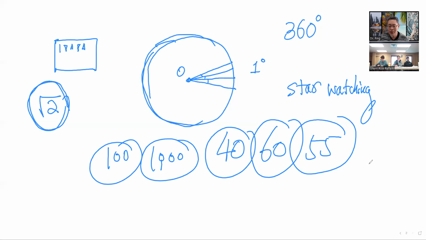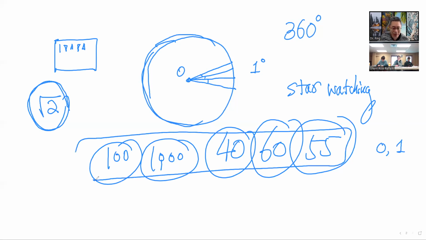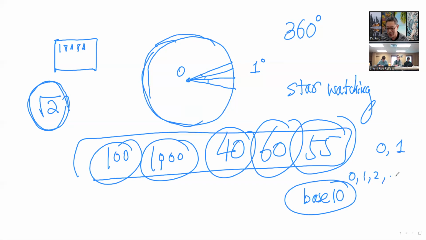Now there are different kinds of number bases. We know that in computers we use binary, which is base 2, so either 0 or 1. And in everyday life, this is called base 10. That means we have 10 digits, 0, 1, 2, all the way to 9.